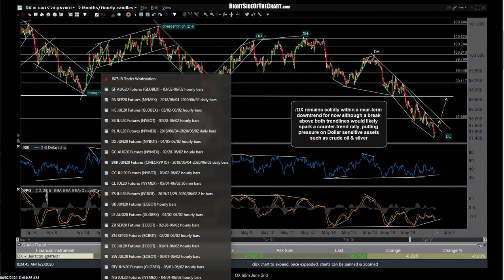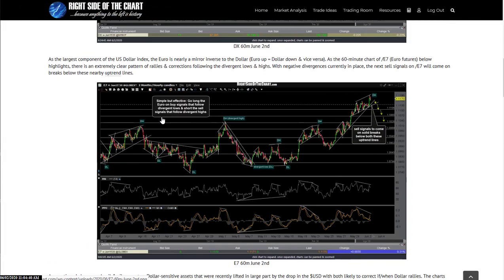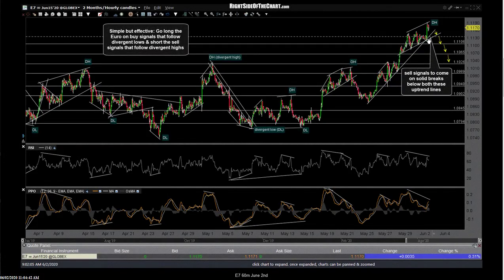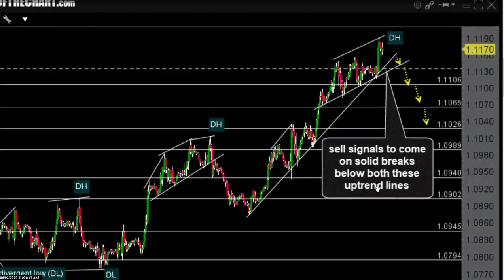The other one was the euro. Actually, it was on this. I'll just use these charts, they're fresh. They're from this morning. So you can see there the euro, the two trend lines that need to be taken out. This trend line here, we'll zoom in a little tighter for you.